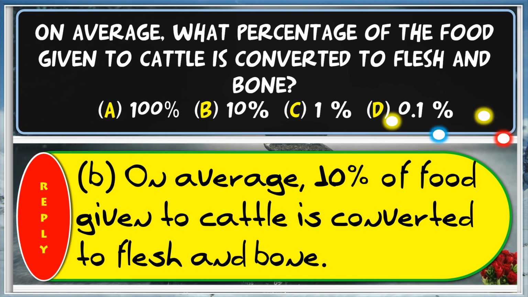It is B. On average, 10% of food given to cattle is converted to flesh and bone.